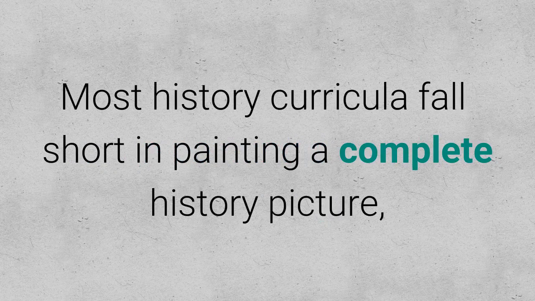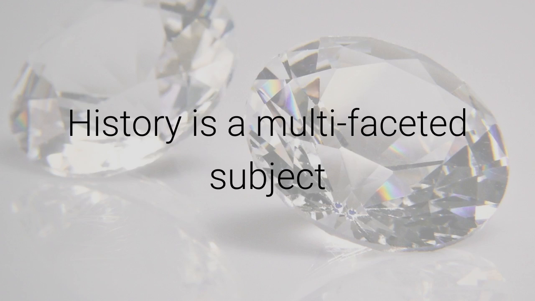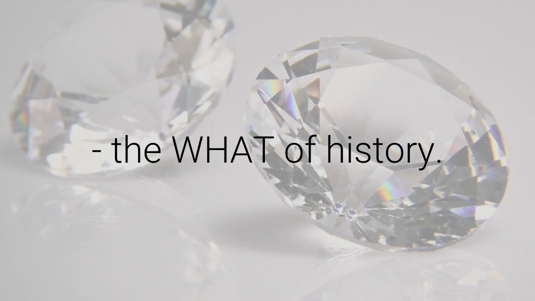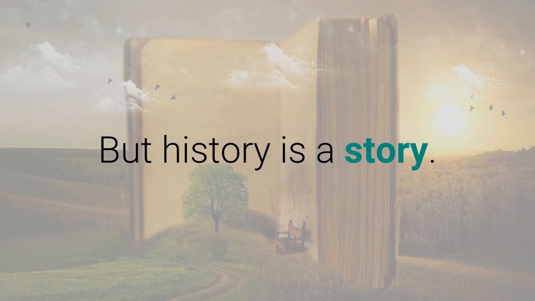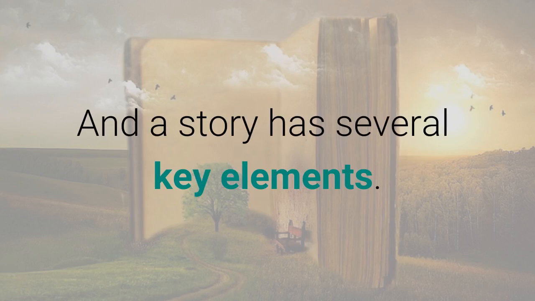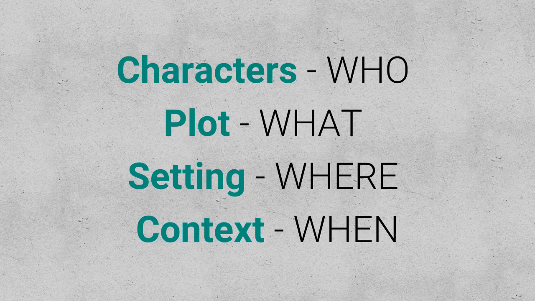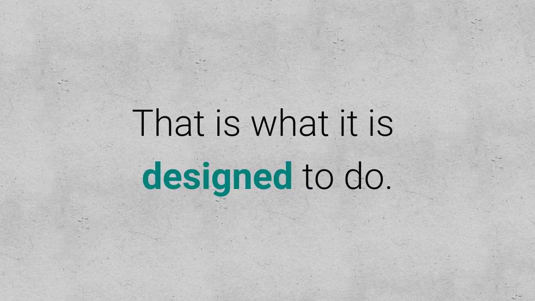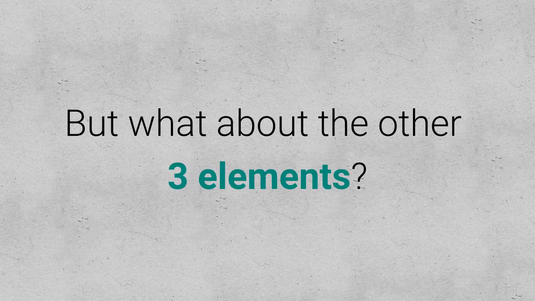Most history curricula fall short in painting a complete history picture, but through no fault of their own. History is a multifaceted subject, and most curricula focus on just one of the facets, the what of history. But history is a story, and a story has several key elements. These are characters that tell who, plot that tells what, setting that shows where, and context that tells when. Your history program should have the what covered. That is what it's designed to do. But what about the other 3 elements?